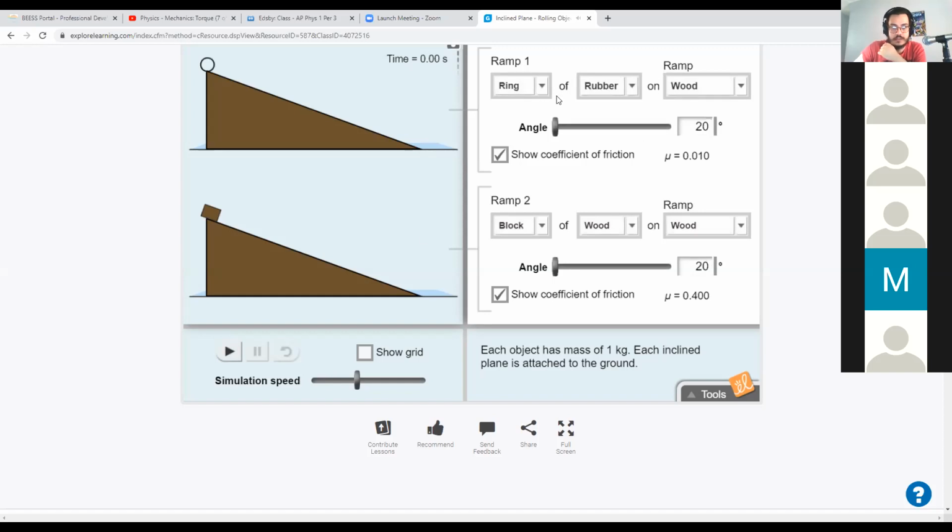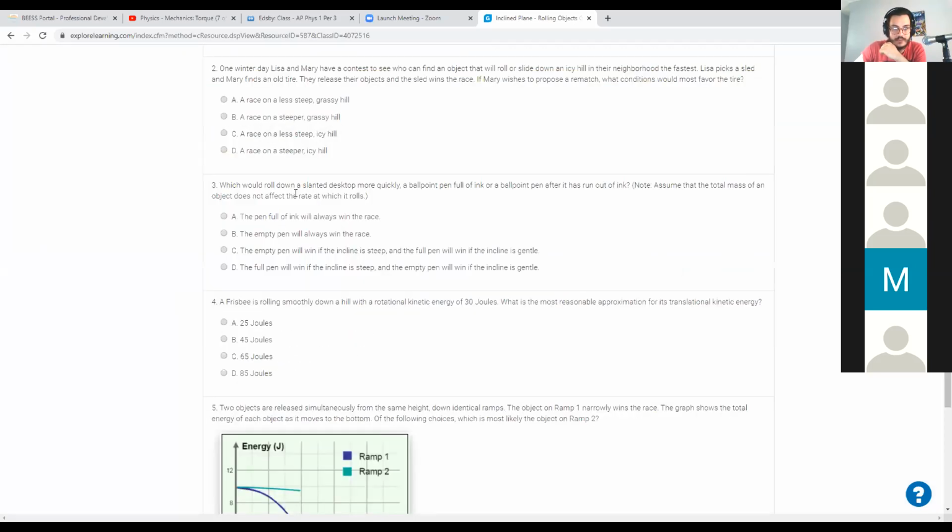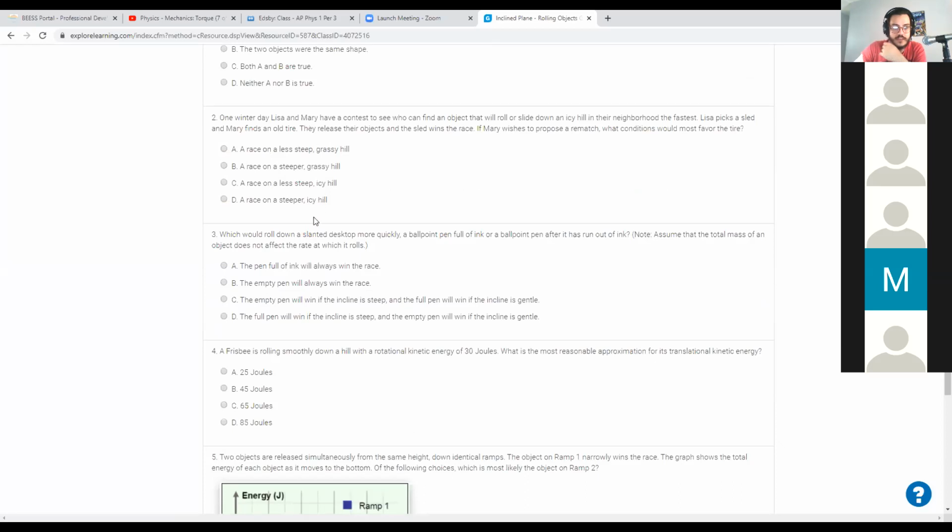Let's see, what else does it ask? So grassy hill versus icy hill. Well, as Kirk just showed us, which hill would be more likely to favor the tire? Grassy or icy? Grassy. So we can get rid of C and D. We can't get rid of A or B yet. We need a little bit more information. So we know it's either A or B.